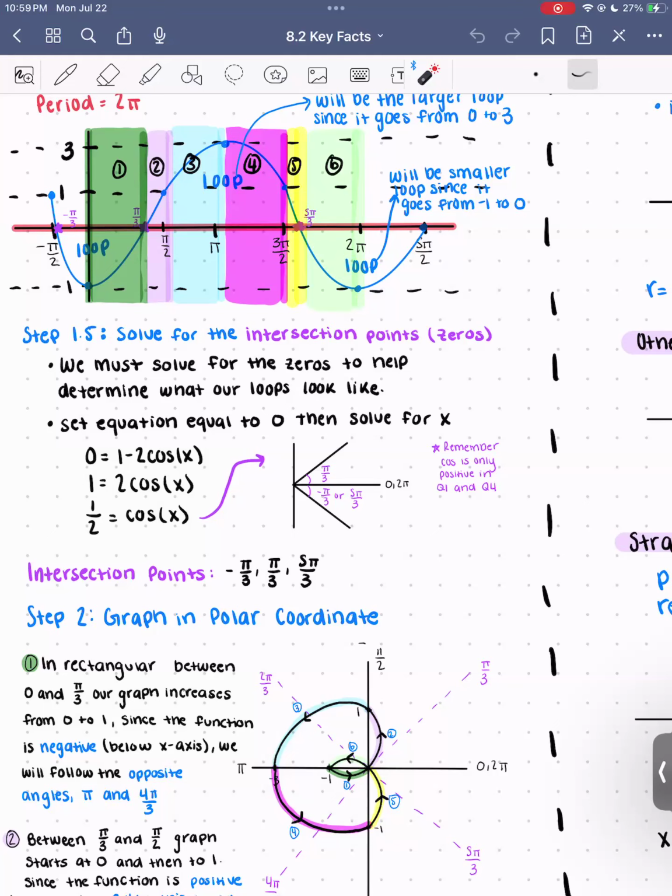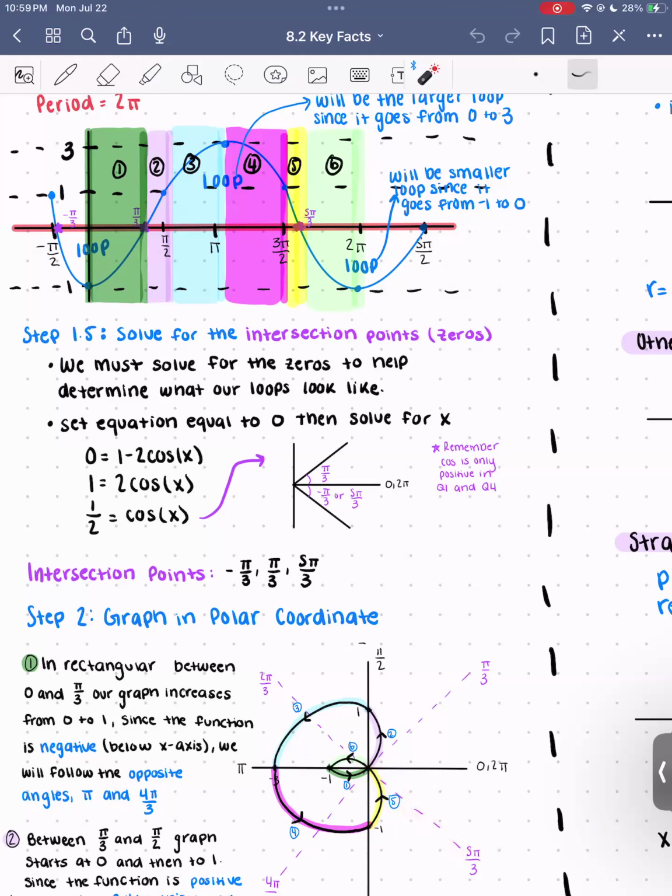Step number 5 is going from 3 pi over 2 to our intersection point, 5 pi over 3. So going from 1 to 0. So we have our 1 at 3 pi over 2, and then we're going to 5 pi over 3. You can see that's right here, and that hits at 0.